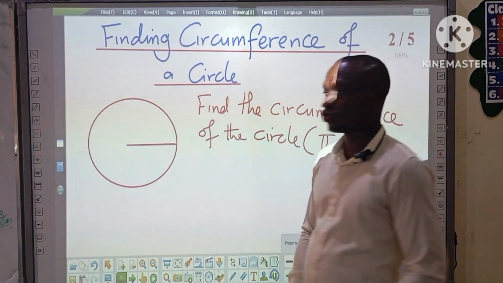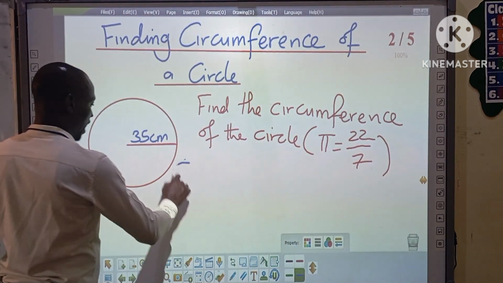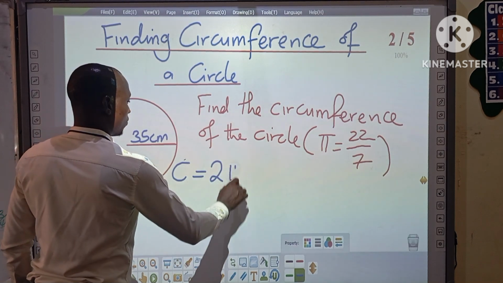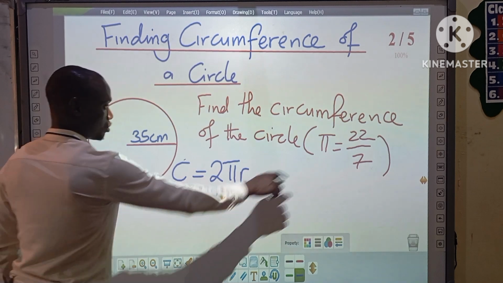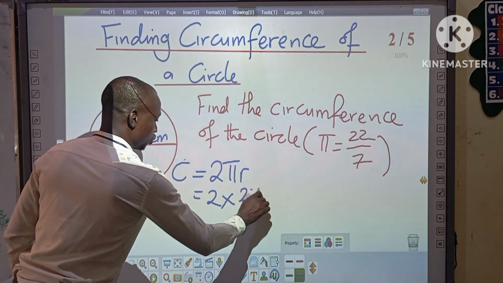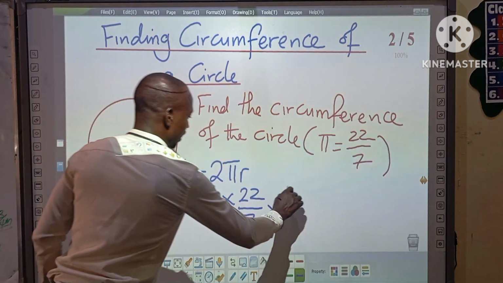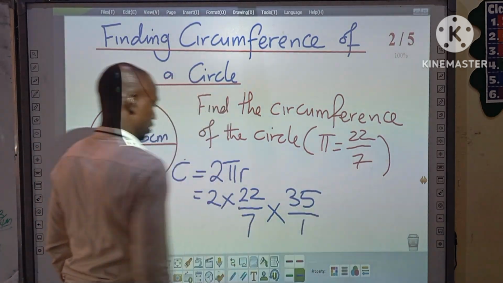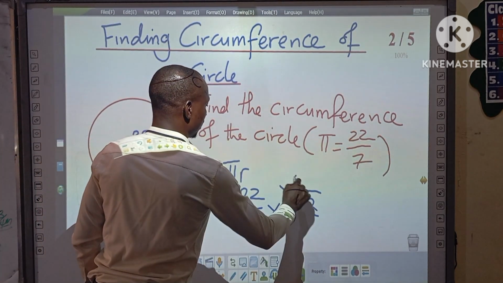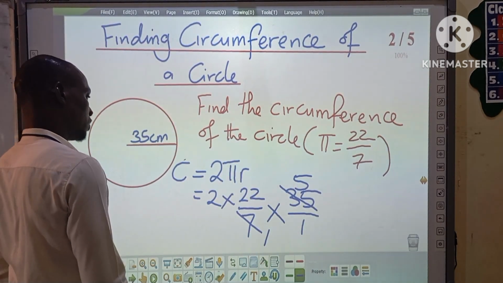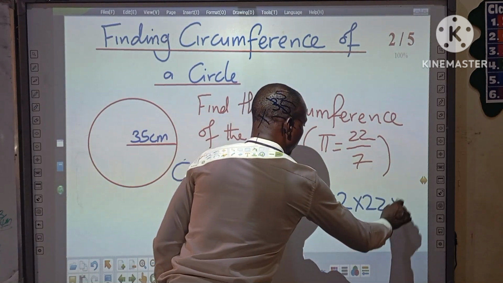Let's go straight to finding the circumference of the circle. Since we are given the radius, the circumference will be derived using the formula 2 pi r, which is the same thing as 2 times pi, which was given to us as 22/7, times the radius, which is 35/1. Now with this, we are good to go. 2 here, 1. 2 here is what? 5. So we have 22 times 2 times 5.